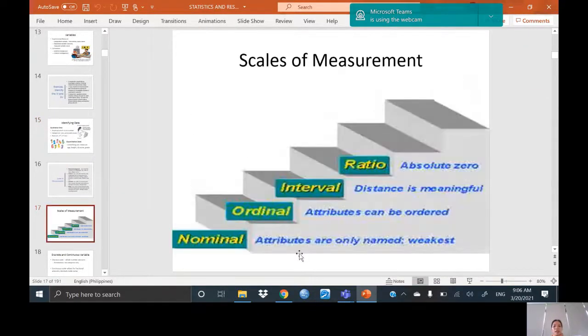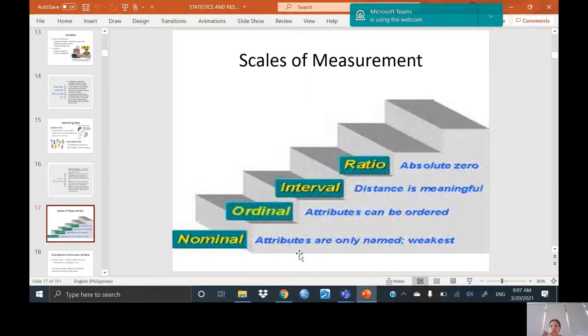Then variables also have 4 different kinds of measurement. We have nominal, ordinal, interval, and ratio scale. Nominal is equivalent to categorical data. Then we have ordinal, meaning to say the variable is ordered. So for example, birth order, we have the firstborn, the secondborn, the thirdborn, that is ordinal. Then we have interval and ratio. Interval and ratio both have quantitative values.